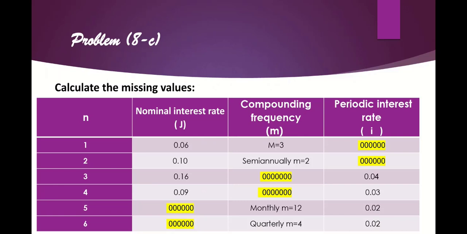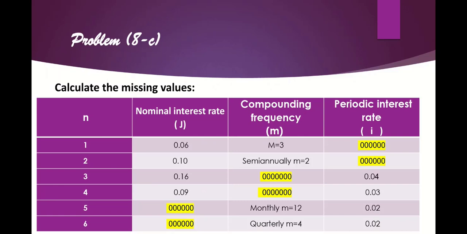Next example. Calculate the missing values. As the same, note that in number 1, M equals 3, it means that the period here equals 4 months. Each period equals 4 months, not 3 months.